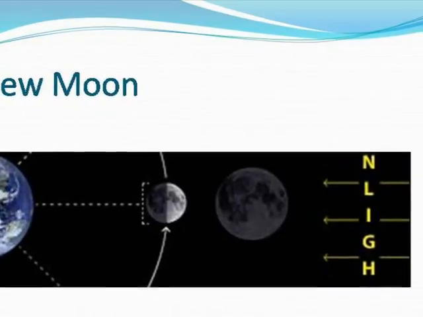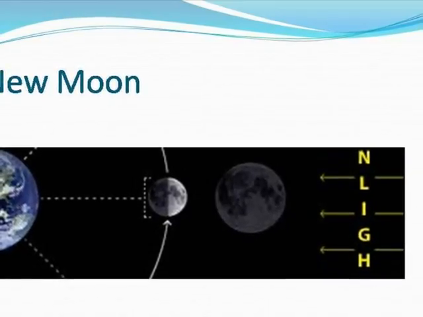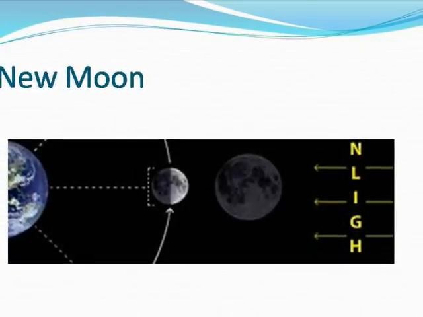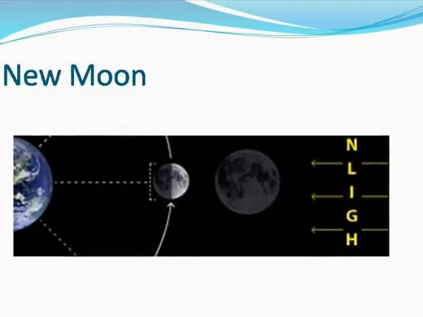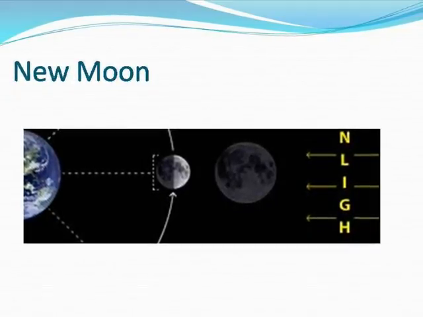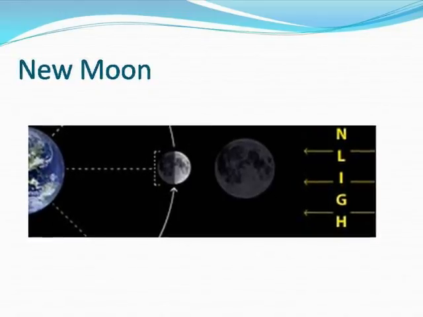The new moon. In this picture you will see the sunlight coming in from the right, shining on the moon. In this phase, the new moon occurs when the moon is positioned between the Earth and the sun. We cannot see the moon during this phase.